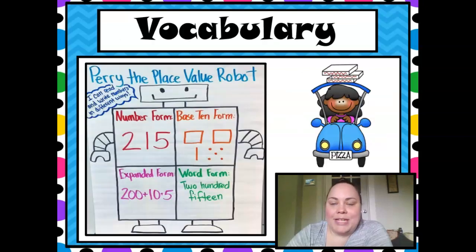And we have Perry the place value robot to help us with those terms. Remember, number form is where we write our number using digits. Base 10 form is where we use a drawing using our flats, longs, and cubes to represent the number. Expanded form is where we break down that number into our place values and add them together. And then word form, where we take the digits and write them in words.